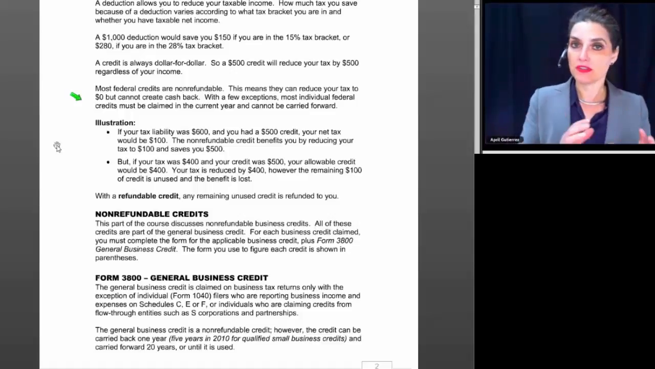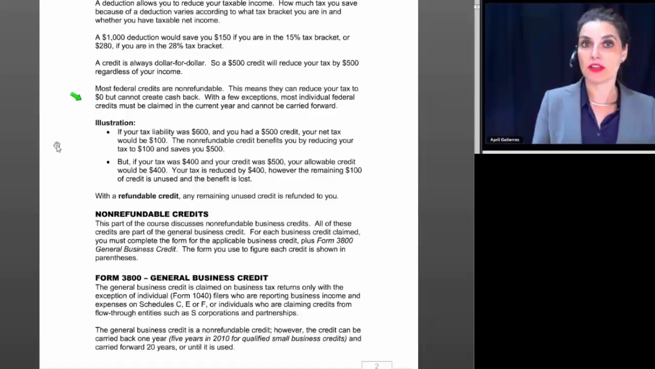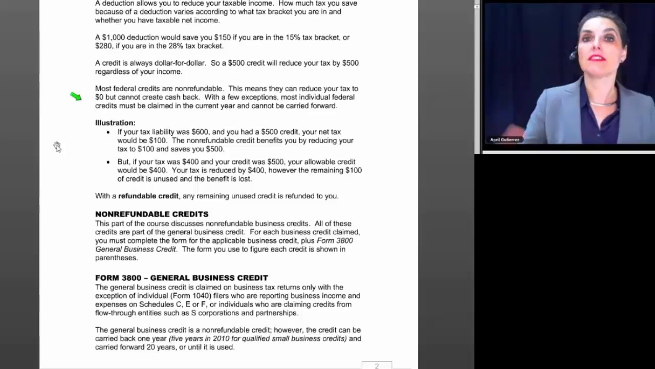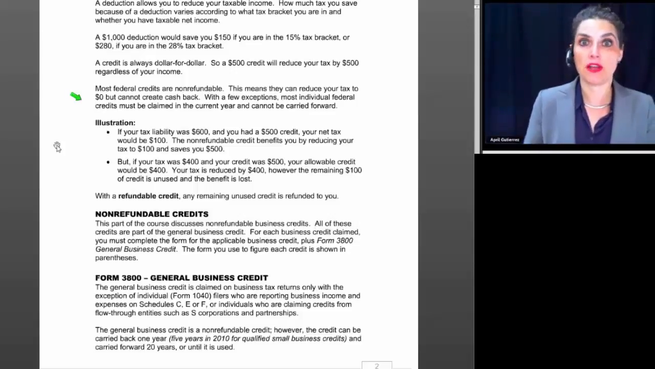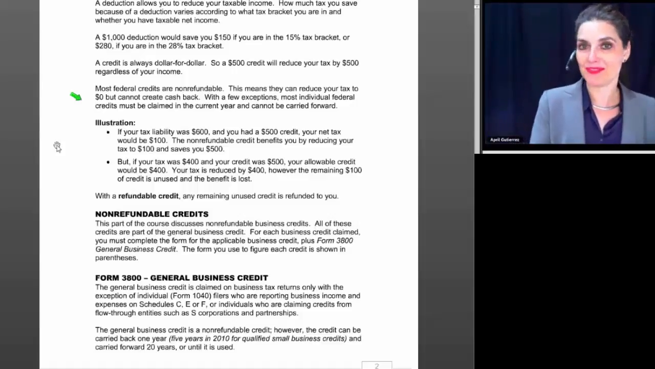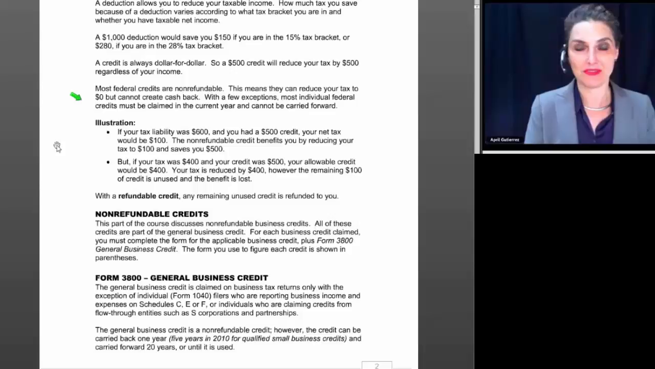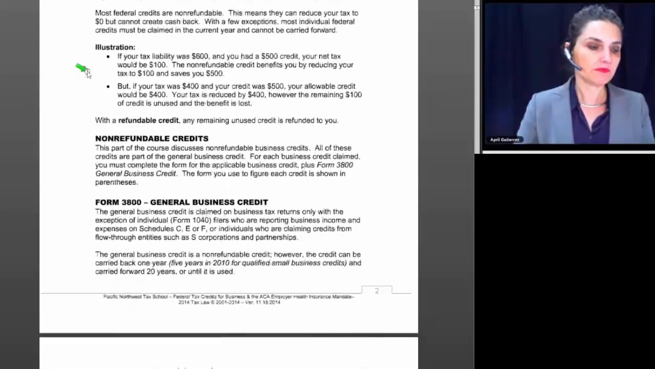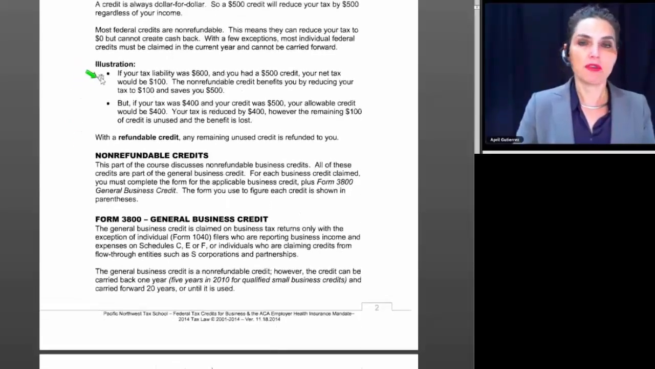That is the case with individuals, but when it comes to business credits, the way the general business credit works does allow for carry forward for up to 20 years. Individual credits typically have no carry forward provision, though not always, because for example the foreign tax credit has a carry forward provision. Unlike individual credits, business credits often do have a carry forward provision. Here's another illustration about how credits can work or maybe not work for you.